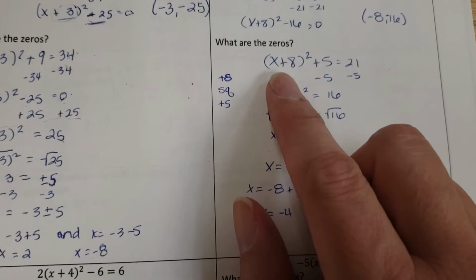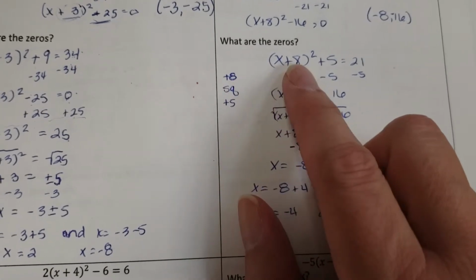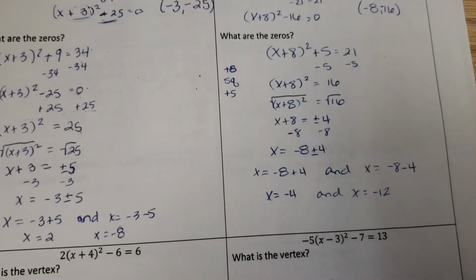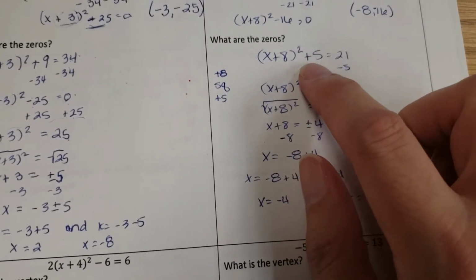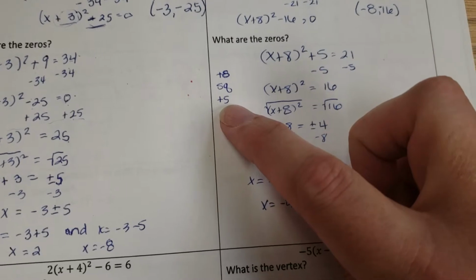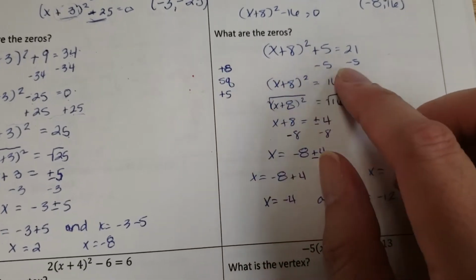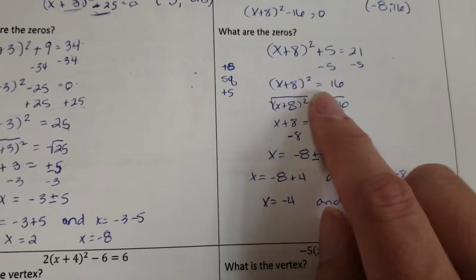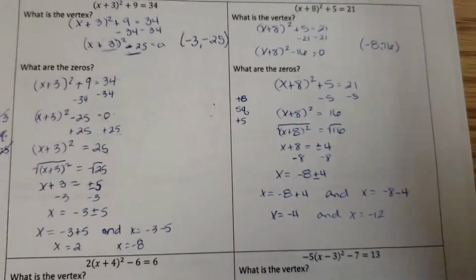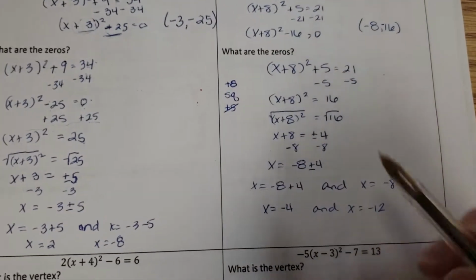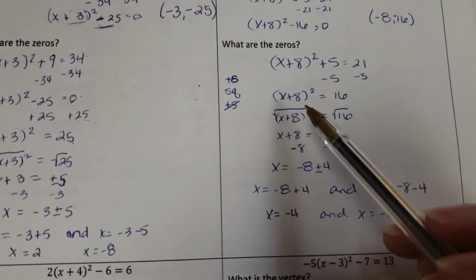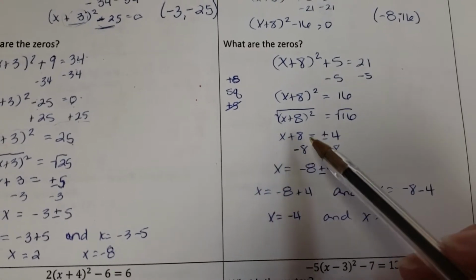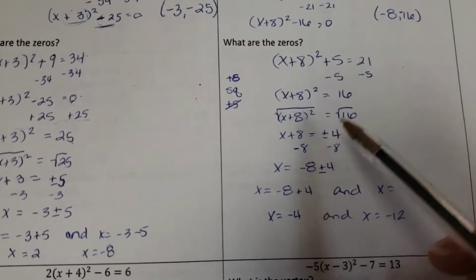So the first thing that is happening to x is that we're adding 8 to it. The second thing happening to x is that we're squaring after we've added 8, and then we add 5 when we're done. So we're going to start with the +5 by subtracting a 5 from both sides. That gives us (x + 8)² = 16. So we took care of the +5. Now to get rid of the squared, we take the square root of both sides of our equation, and we have x + 8 equals positive or negative 4.